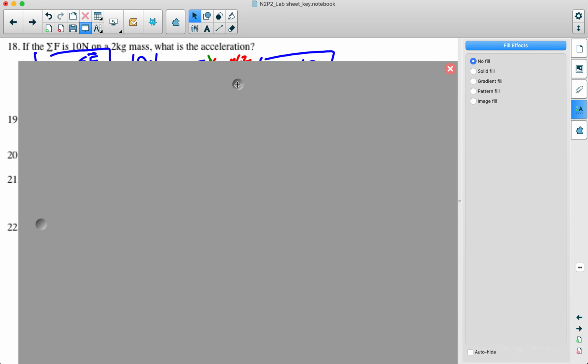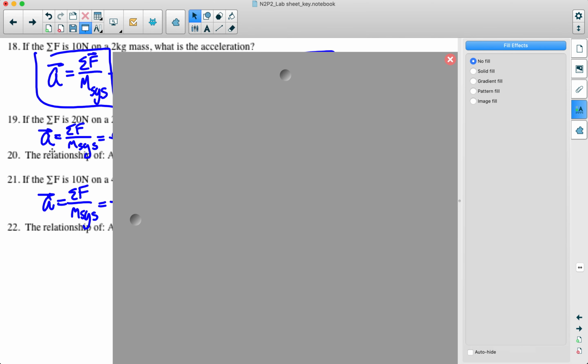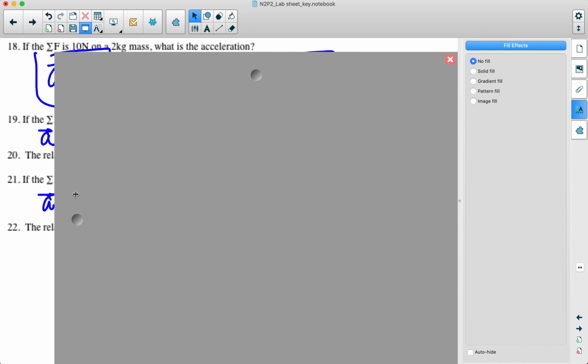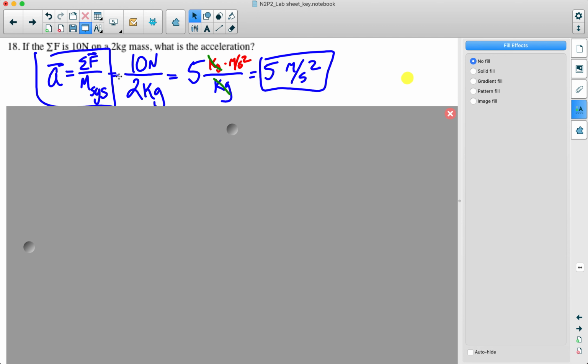Next up, we have some calculations using Newton's second law. We've got acceleration as net force divided by the mass. It says we've got a net force of 10 newtons and a mass of 2 kilograms. So 10 newtons divided by 2 kilograms, 10 divided by 2 is 5. And the units are newtons over kilograms.